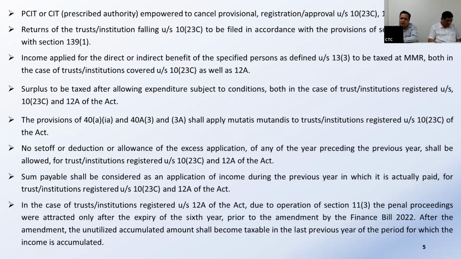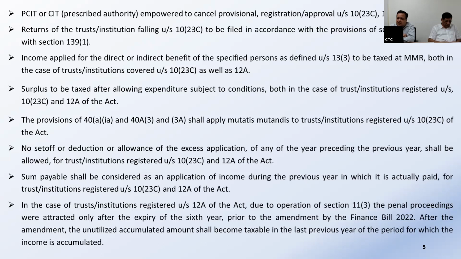Then there is an amendment regarding returns of trust institutions falling under section 10(23C). It is to be filed in accordance with the provision of section 139(4C), read with section 139(1). The time limits have been applied to 10(23C) organizations also. Income applied for direct or indirect benefit: major changes in income applied for direct or indirect benefit towards specified persons specified in section 13(3). Any expense towards a specified person will attract the maximum marginal rate of taxation. Number one. Penalty provisions have been brought into that, which we will talk about later when we come down.